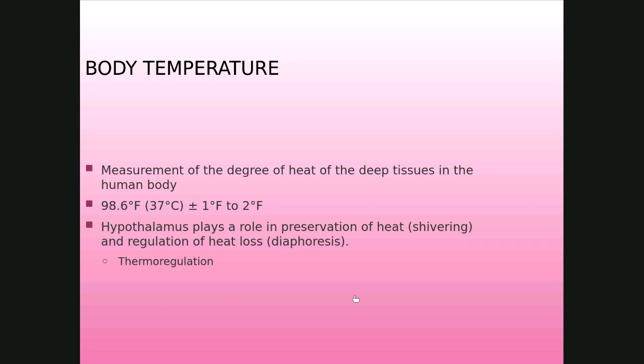The hypothalamus plays a role in preservation of the heat. When we shiver, that's what you're doing, trying to preserve heat, and regulating heat loss, which when they reference diaphoresis is profuse sweating. So when you are warm, you tend to sweat. When you are cold, you tend to shiver. And both of those are your body's way of trying to regulate your body temperature.